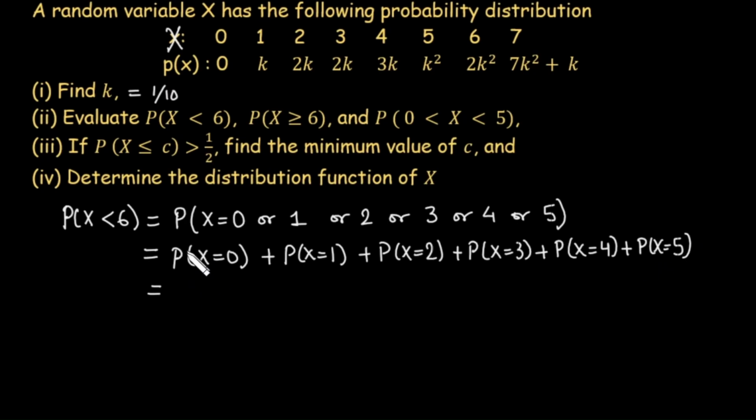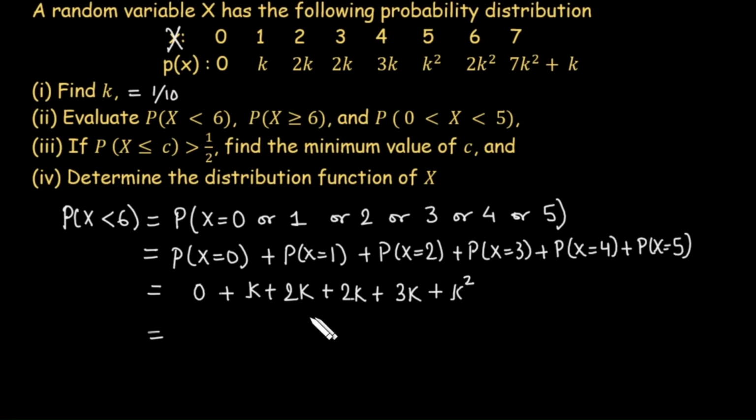So what is the probability when x is equal to 0? That is 0. What is the probability when x is equal to 1? k. When x is equal to 2, that is 2k. When x is equal to 3, the probability is again 2k. When x is equal to 4, the probability is 3k. Plus, when x is equal to 5, the probability is k square.